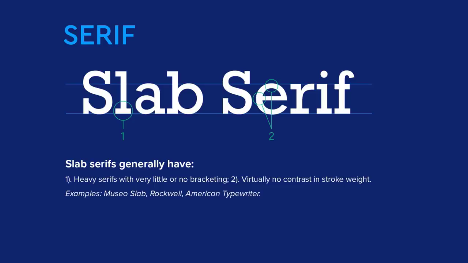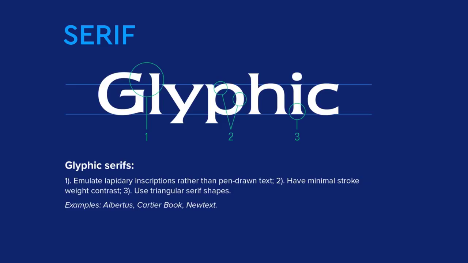Then the next subcategory of serif is glyphic. Glyphic emulates, in the place now highlighted as number one, lapidary inscription rather than pen-drawn text. It has minimal stroke weight and contrast and uses triangular serif shapes. Examples of these fonts are Albertus, Cartier Book, and New Text.